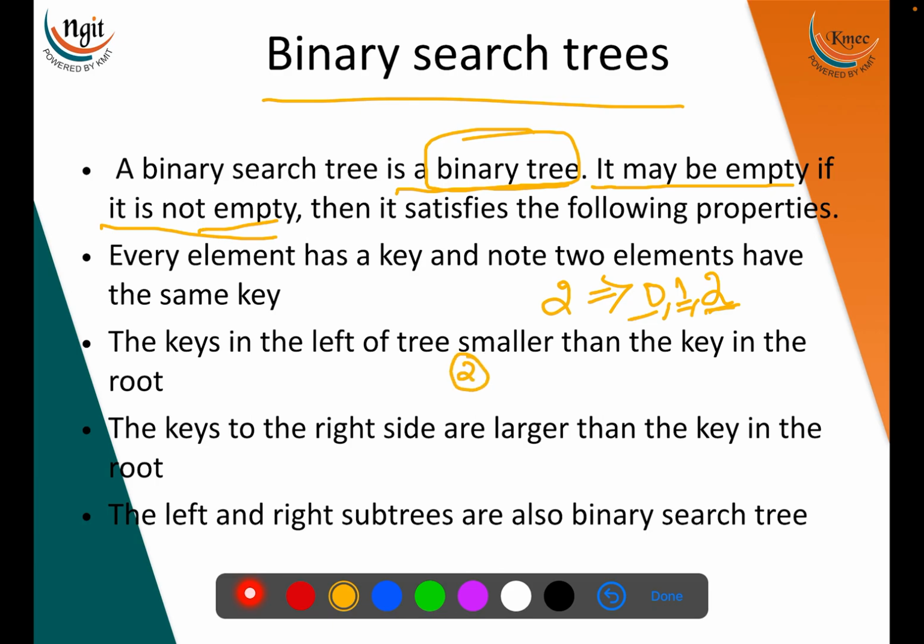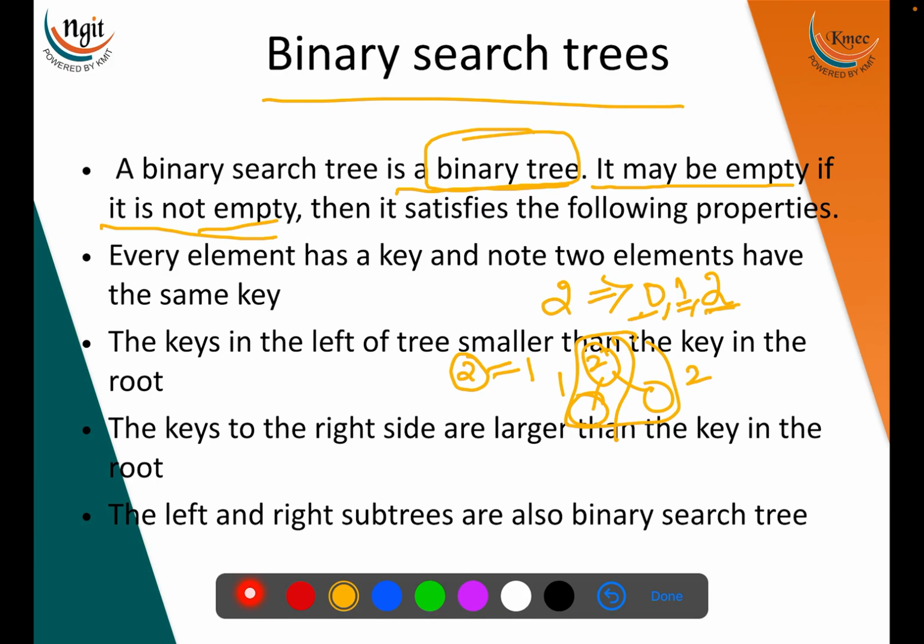2 is a node. Okay. Now 2 doesn't have any kind of children, which means it has only one node. If 2 has another node, then it has one child. If it has this figure, it has two children. Empty means 0, non-empty means it can be 1 or 2. Okay.